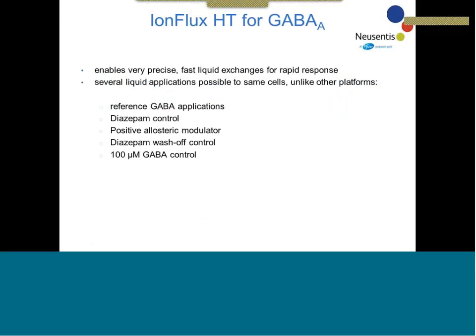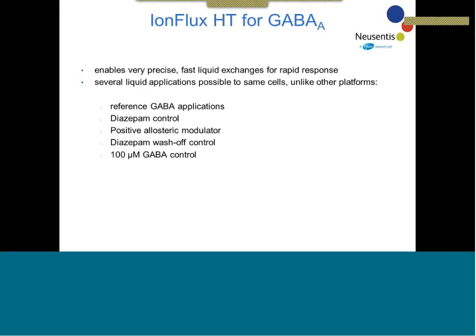The primary target that we initially looked at the IonFlux for was GABA-A, and the reasons were that we wanted something where we'd be able to run ligand-gated channels with a very good control over the liquid applications, and that's what we really like about the IonFlux. We're able to set up pretty complex liquid application protocols, and the responses are very quick. The fact that you can apply multiple different liquids to the same cells allows you to control your responses or normalize your responses to multiple different controls.